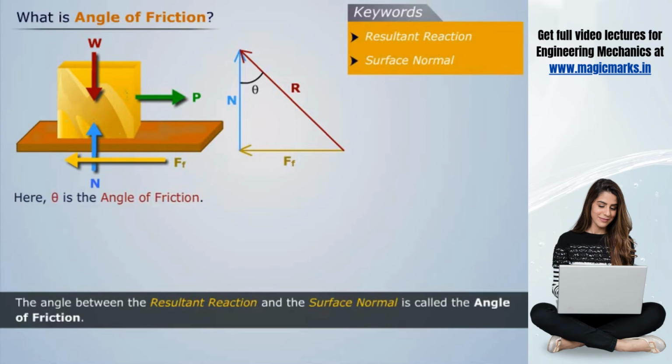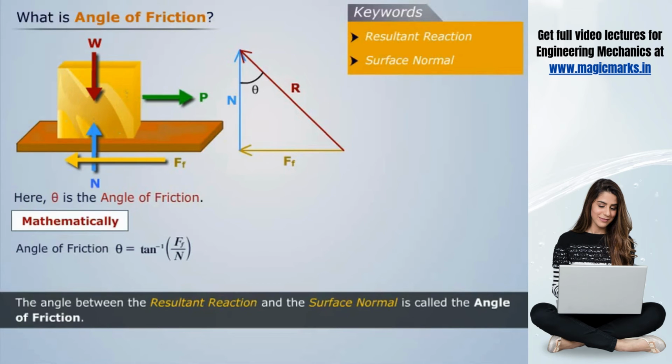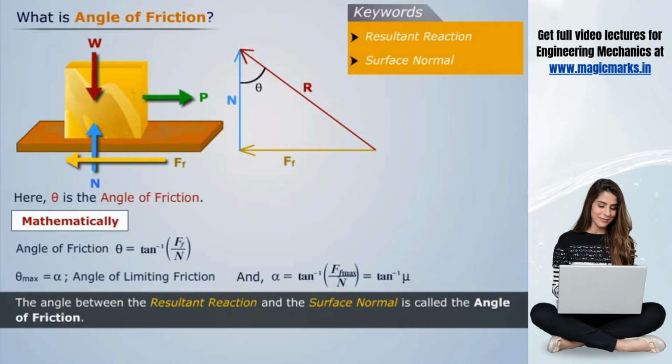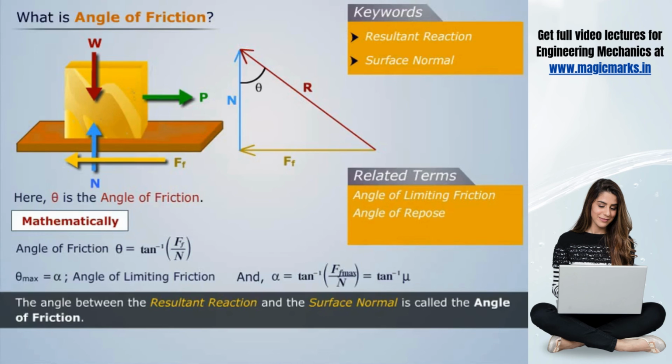Mathematically, angle of friction is represented as, now when we increase the pulling force P, theta will also increase, and theta will be maximum when the block is about to move. Then theta is related terms are the angle of limiting friction, angle of repose, and the impending motion.